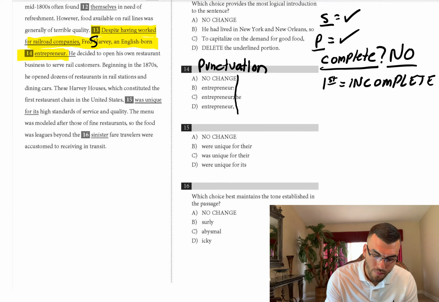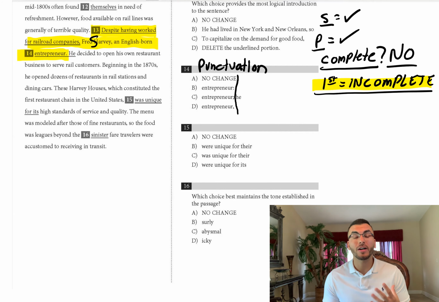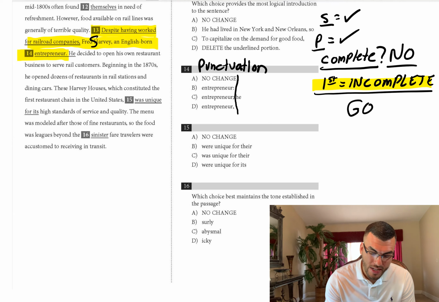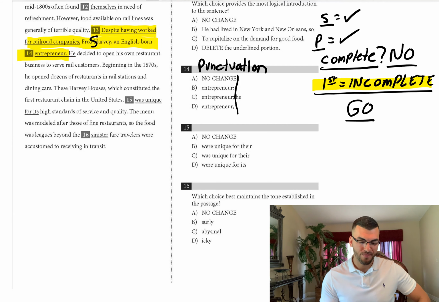Off that alone, if the first sentence is incomplete, what type of punctuation category are we limited to? Go punctuation. So we know we need go punctuation. So what answer choices can we eliminate? Go ahead and take a look and see, press pause if you need to, see which answer choices you need to eliminate.